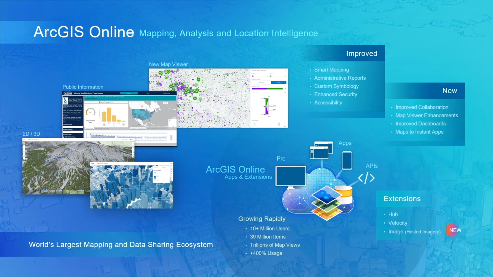Improved capabilities include smart mapping, administrative reports, custom symbology, enhanced security and accessibility. And as you'll see, ArcGIS Online is about to enable a new level of collaboration, backed by its enhancements to the Map Viewer beta and applications that are the next generation of those used by many to date.